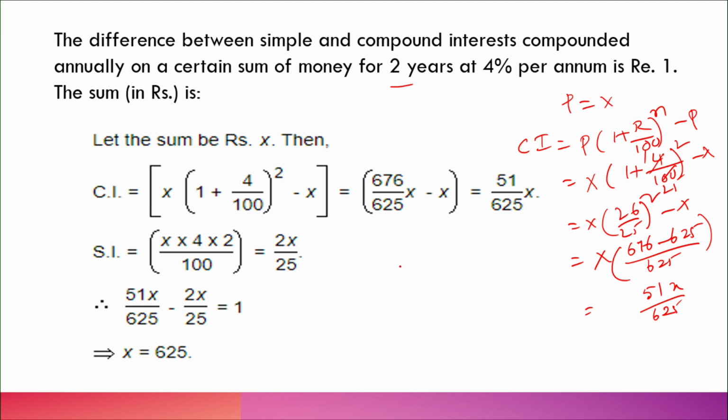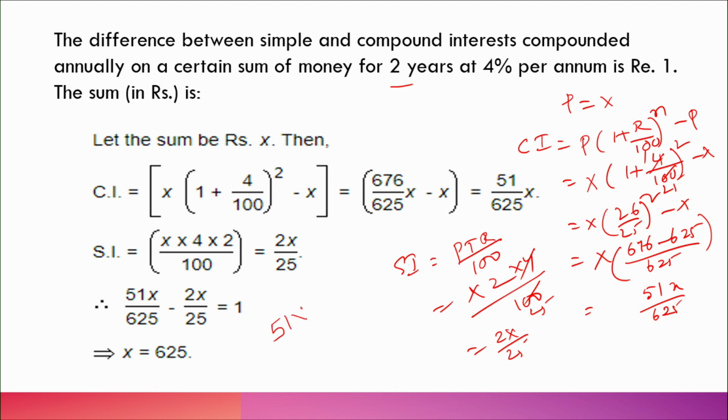Now we are going to calculate the simple interest. Simple interest is PTR by 100, as you know. P is how much? x. T is 2 years, R is 4, and by 100, correct. So that means 8 by 100, which is 2x by 25, correct.